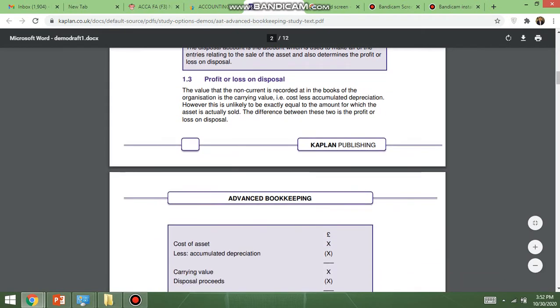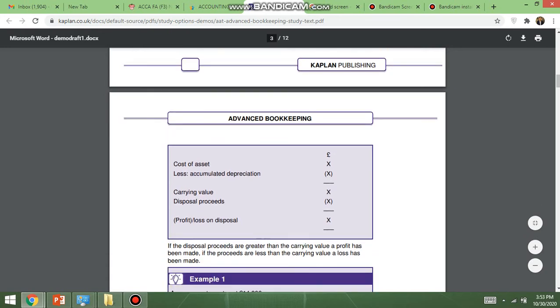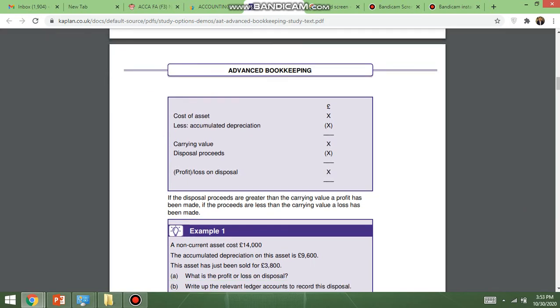Now this is the mathematical calculation of how you do it. This is the cost of the asset. You subtract the accumulated depreciation, so you get your carrying value, and then you subtract the proceeds of the disposal, and you get the profit or loss on the disposal. If your carrying value is more than the proceeds, then you are obviously making a loss, and if your carrying value is less than the proceeds, then you are making a profit.